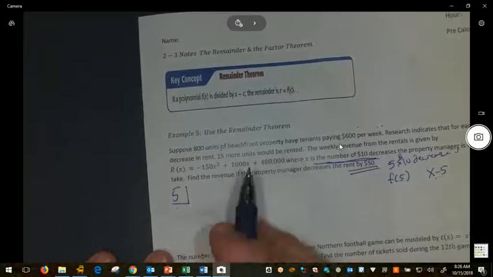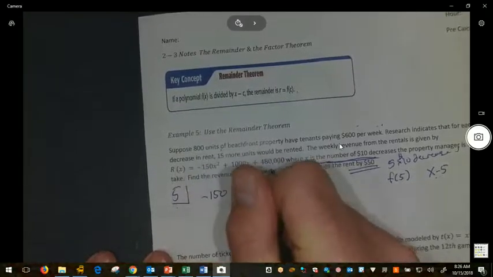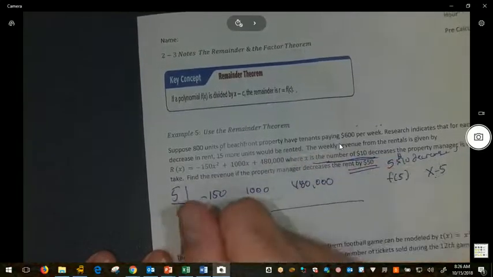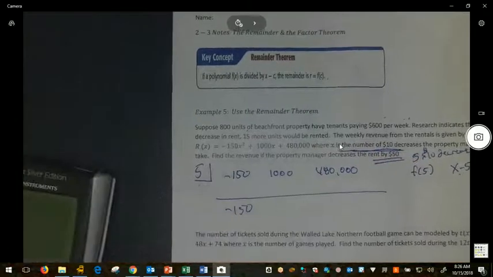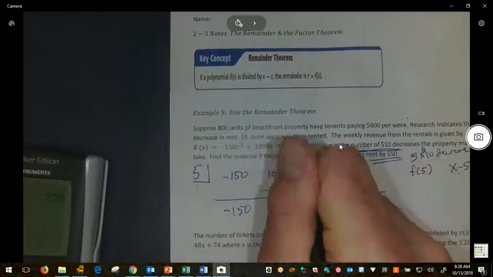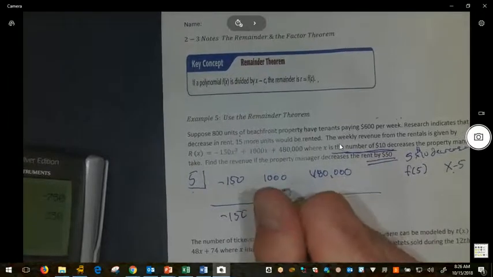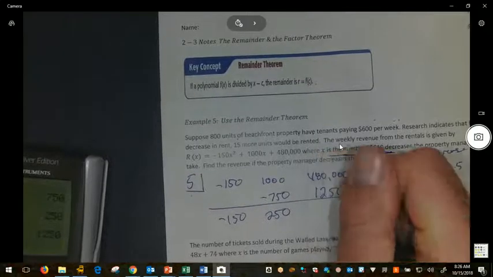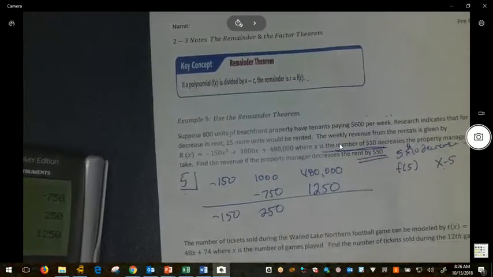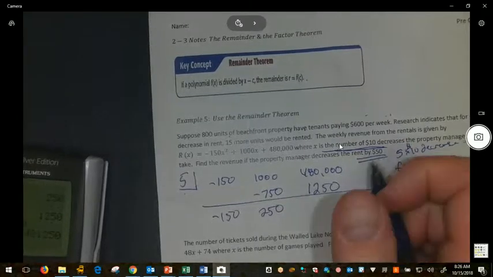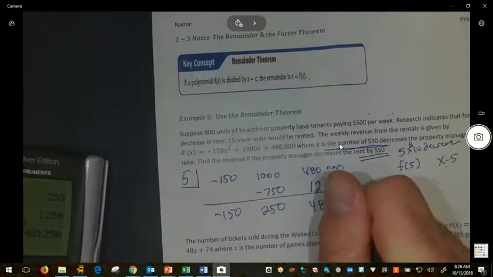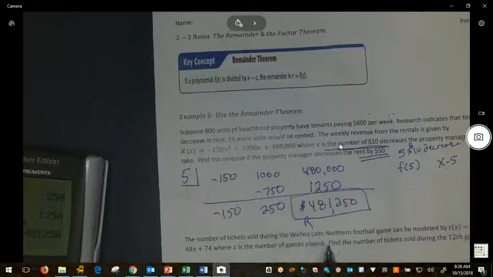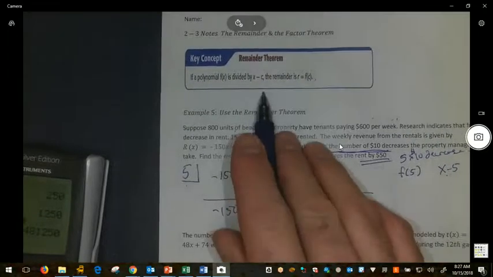That'll be our answer. So we have negative 150, 1,000, 480,000. Bring down the negative 150, multiply it by 5, negative 750 plus 1,000 is 250, times 5 is 1,250. Add that to 480,000 for 480,000, and we get a remainder of $481,250 because that is our remainder. That's how the remainder theorem works.